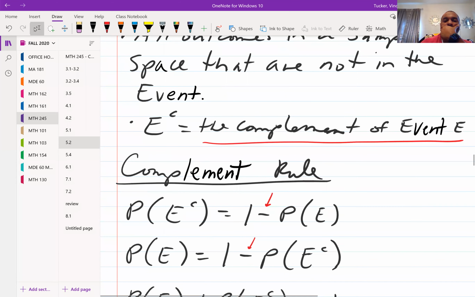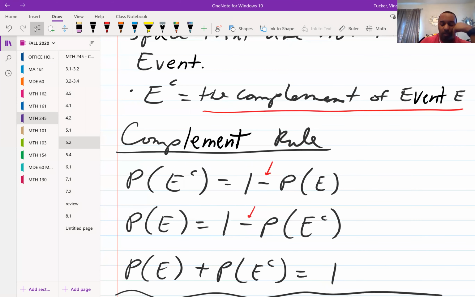All right. So your complement rule can be recognized a couple of different ways. If you want to know the probability of the complement of E, but you have the probability of E, you can subtract that from one. If you want to know the probability of your event, but you have the probability of your complement, you can subtract that from one. Or you just recognize as well that the probability of E, which is your event, plus the probability of your complement, which is everything that's not your event, when you add those probabilities together, they should add up to give you one. So that's what those three things say.